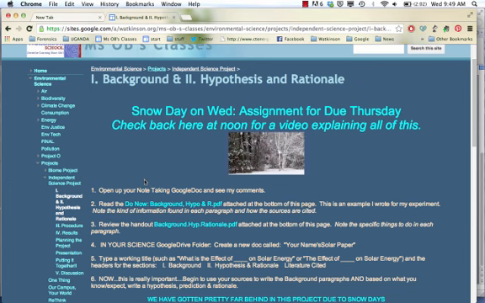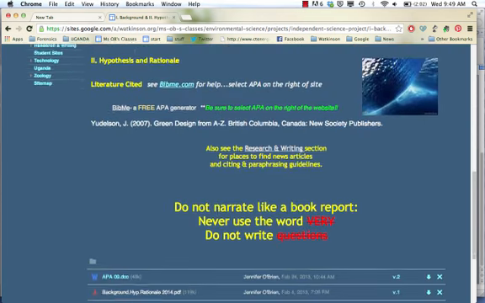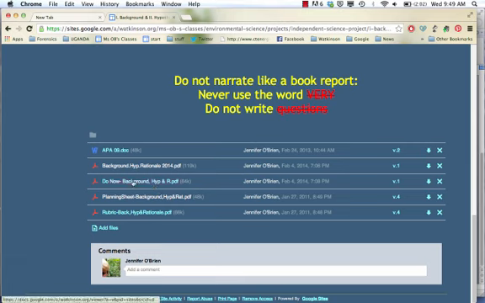Now back over here in the directions, you can see once you've done that, review the handout. How exactly are you going to write the background hypothesis and rationale? That is at the bottom. It is its own PDF, Background Hype Rationale 2014. You can either open it here or download a version. So I'm going to open it.